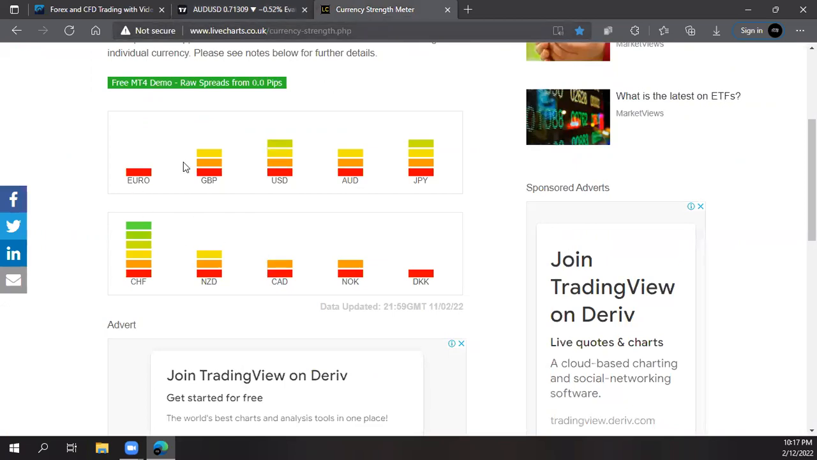So the currency strength meter basically shows the strength of each individual currency.